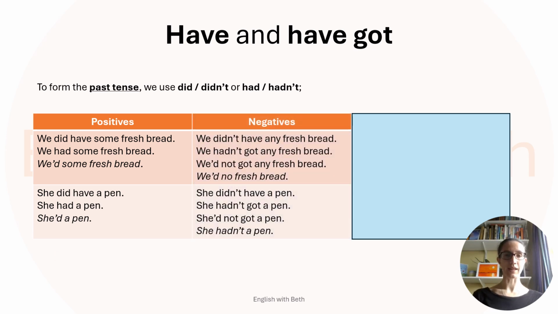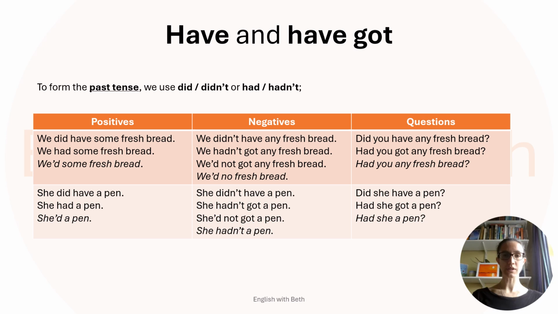If we look at the negatives, we didn't have any fresh bread, we hadn't got any fresh bread, or we had not got any fresh bread, and then the less common, we had no fresh bread. The other example, she didn't have a pen, she hadn't got a pen, or she'd not got a pen, and then she hadn't a pen.